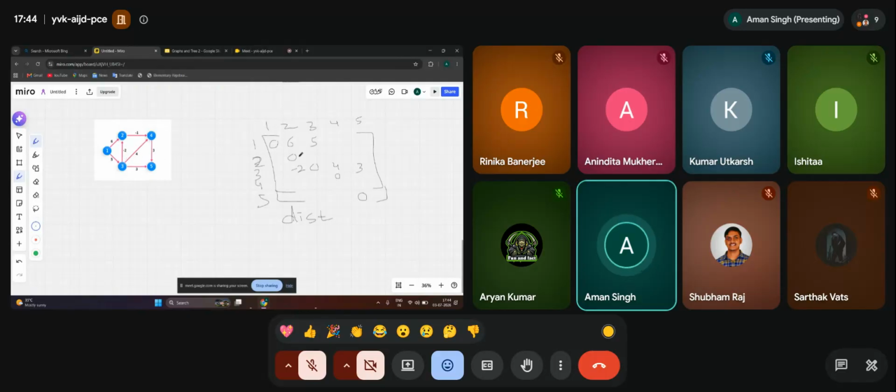Okay, and 4 to 5 is 3. And 2 to 4 is minus 1. So we have stored all the edge weights here so that we can proceed with our algorithm further.